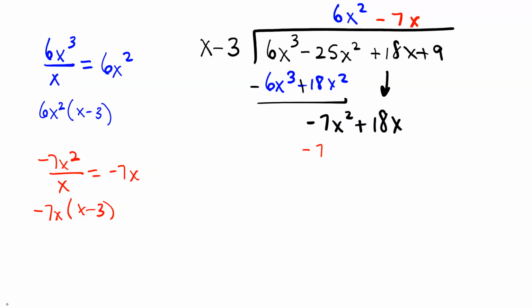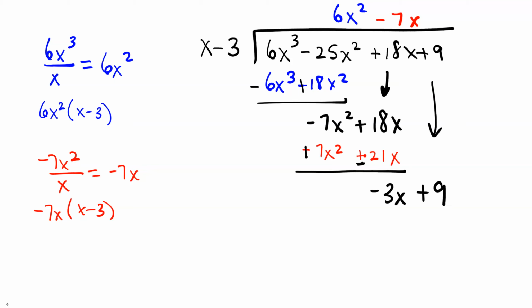Alright, so that is negative 7x squared. Negative 3 times negative 7x is plus 21x. Draw the line, and then I have to change the sign of both of these. So now it's a minus 21. So it's a negative 3x. Bring down the 9.